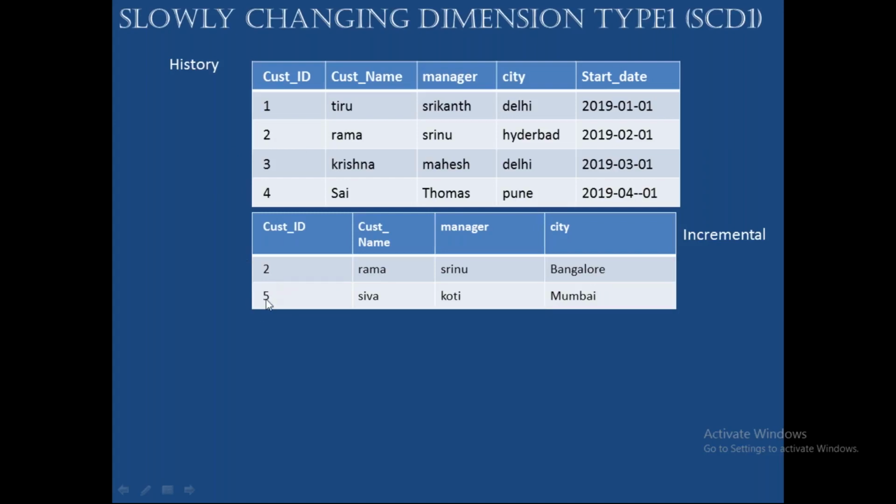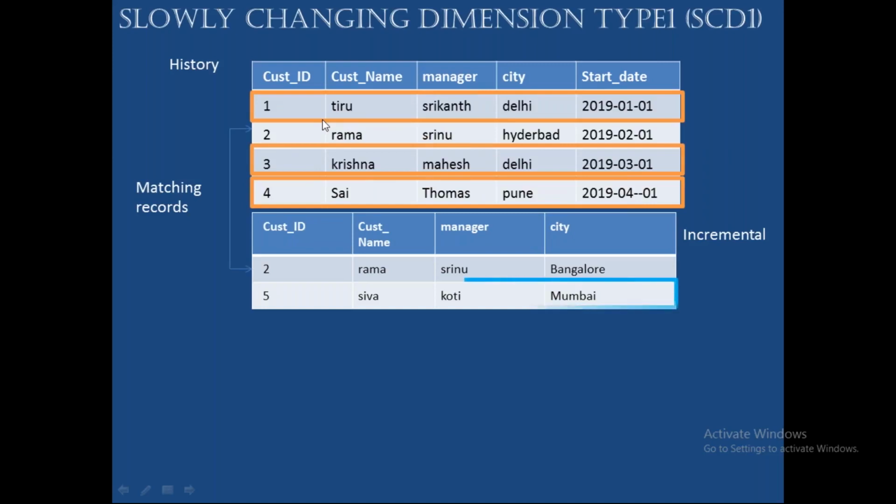Next, the fifth one is the new record. You see, this second record is common; 2 is the matching record. Here you see 1, 3, 4 are the unmatched records. Next, if you look at 5, this is the new record. Now 1, 3, 4 are the old records. Did you understand? These records will not change anything.